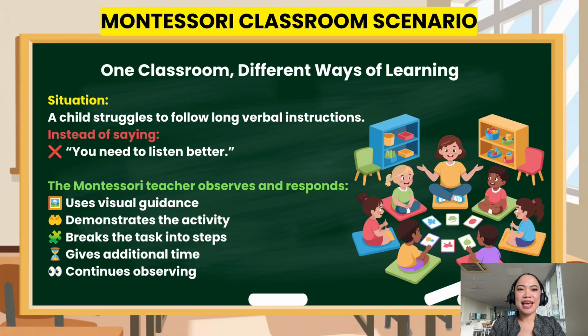Here is another example connected specifically to the Montessori approach. Imagine a child who struggles to follow long verbal instructions. Instead of immediately assuming that the child is not paying attention, the Montessori teacher observes the child and considers what support may help. The teacher might demonstrate the activity, provide visual guidance, divide the task into smaller steps, or give the child additional time. This reflects an important idea.